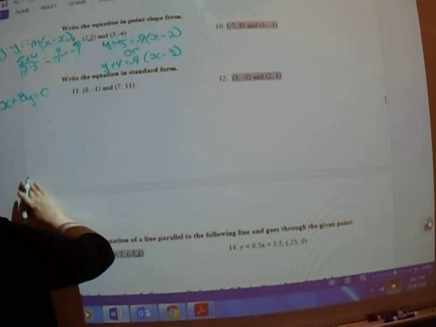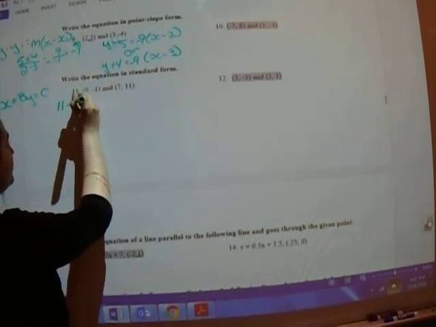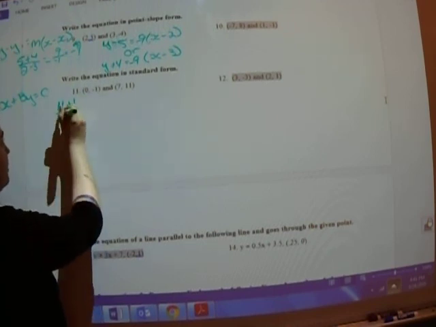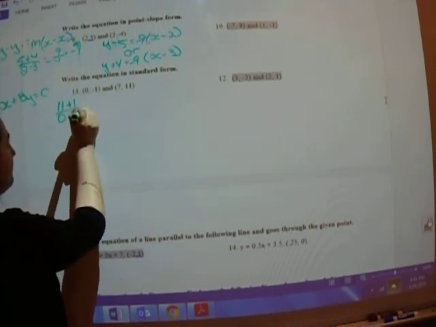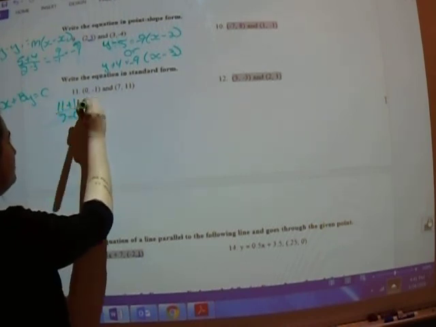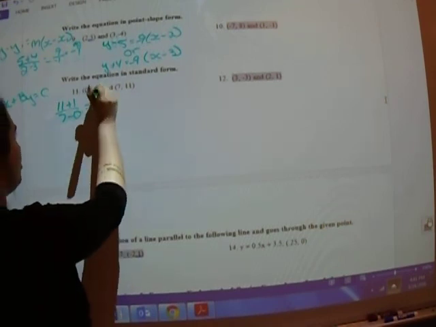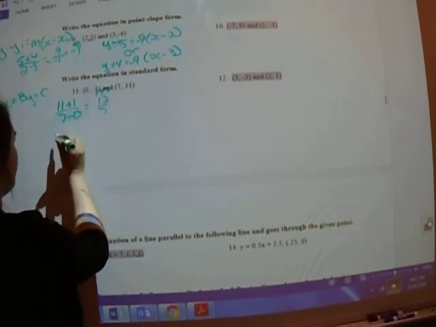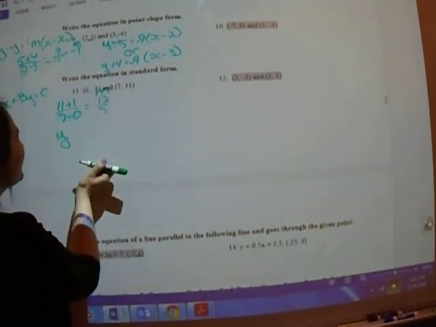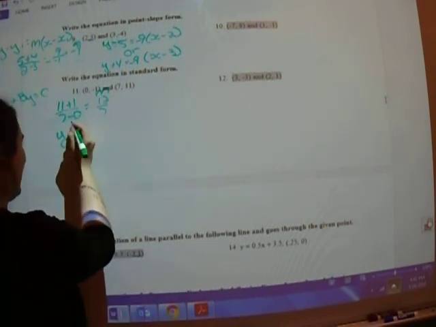Alright, so let's find our m real quick. So we have 11 minus negative 1, so plus 1 over 0 minus 7, 7 minus 0. We get 12 over 7. Alright, so that's our slope. Alright, let's put it in slope point form. Sorry, there's a lot of names for these things.